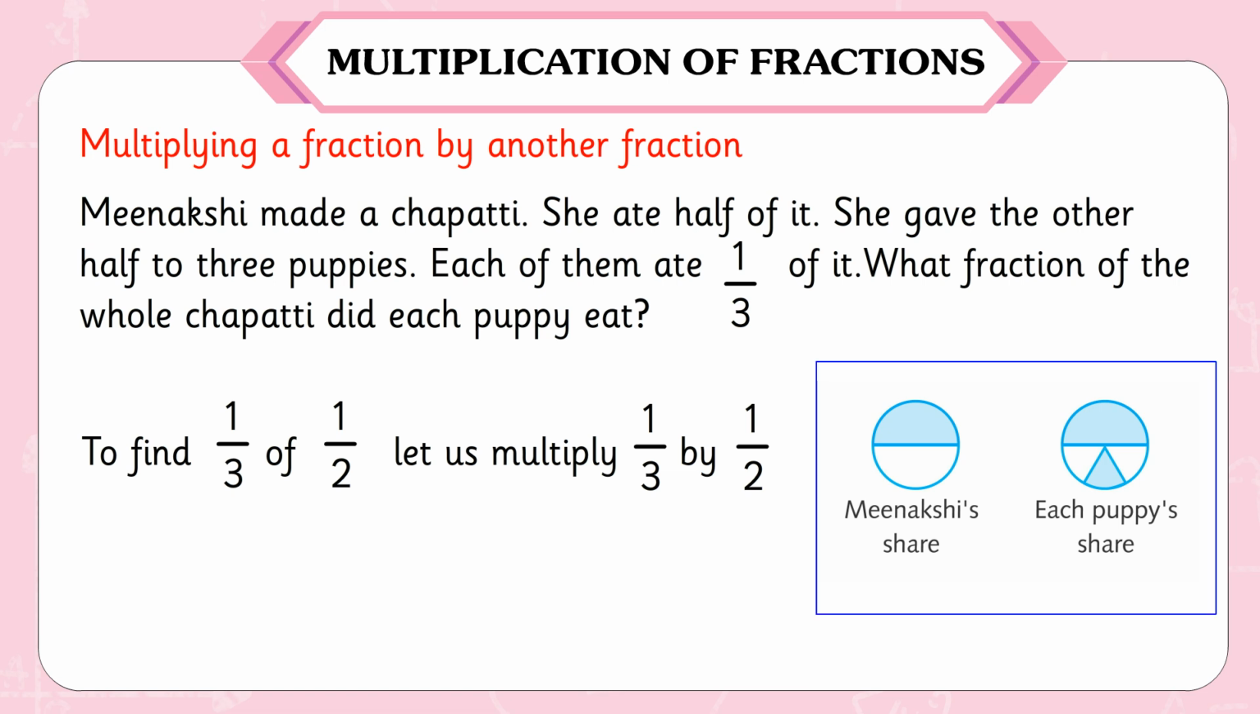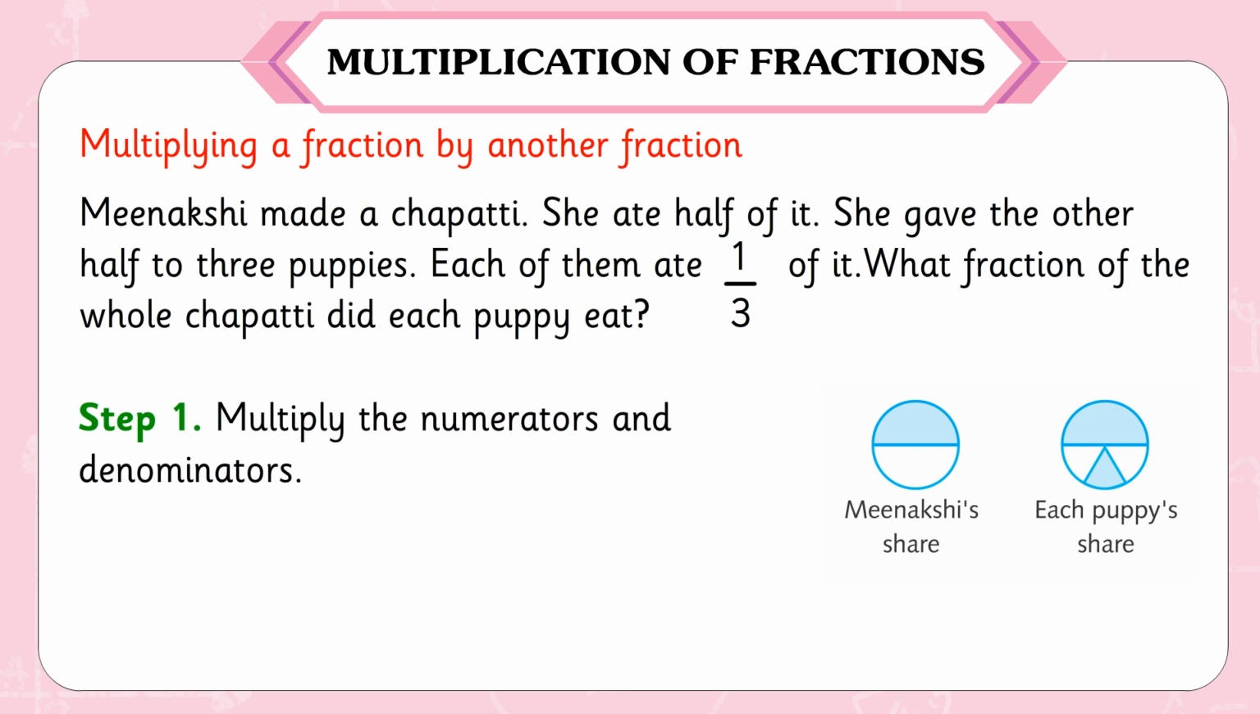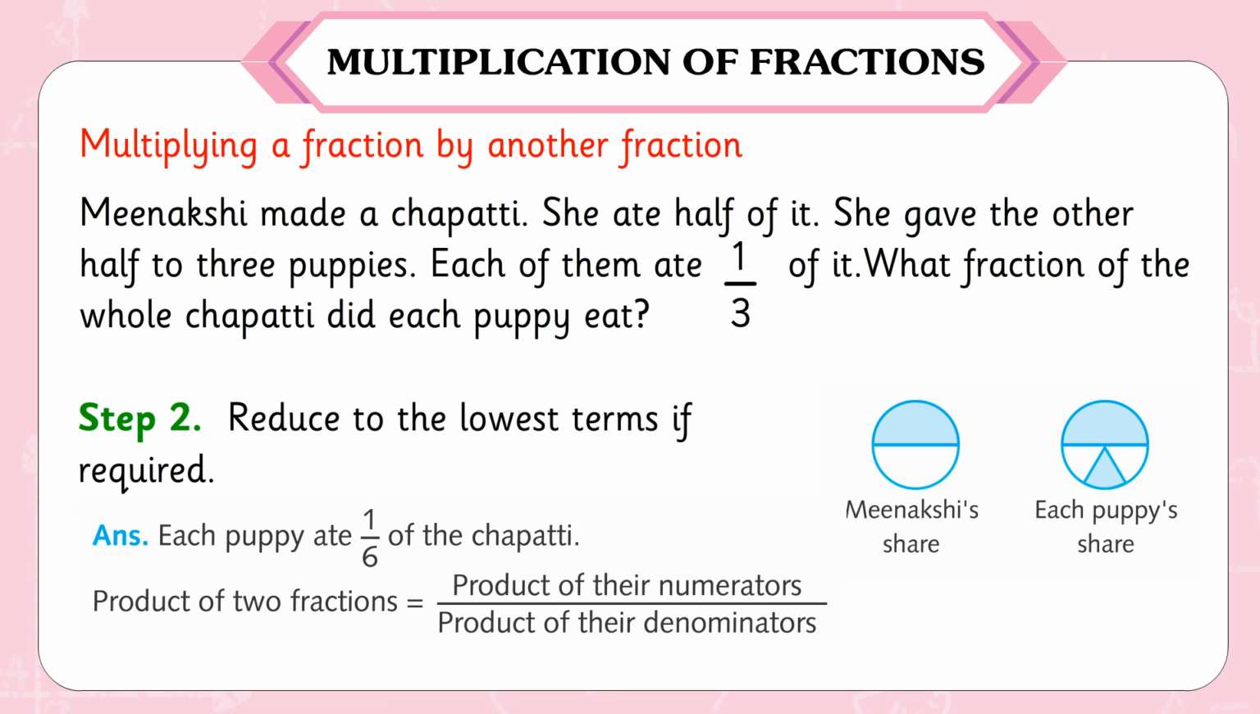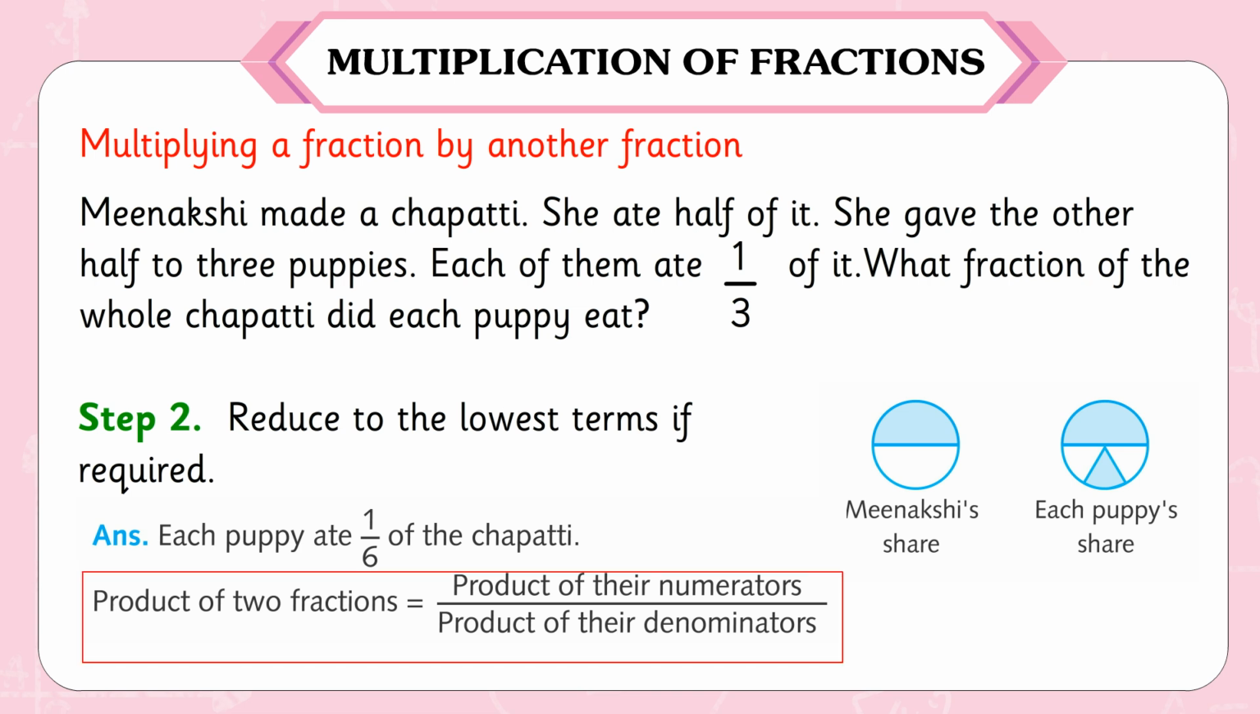Meenakshi's share. Each puppy's share. Step 1. Multiply the numerators and denominators. 1/3 into 1/2 is equal to 1 into 1 upon 3 into 2 is equal to 1/6. Step 2. Reduce to the lowest terms if required. Answer. Each puppy ate 1/6 of the chapati. Product of two fractions is equal to product of their numerators upon product of their denominators.